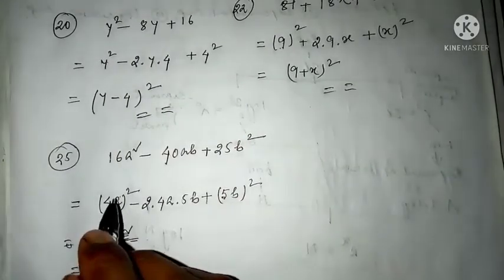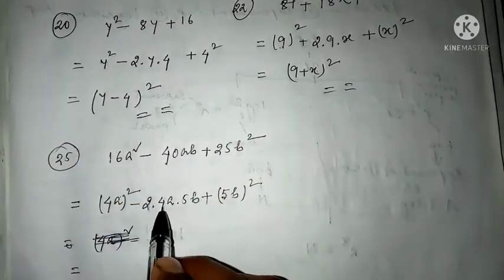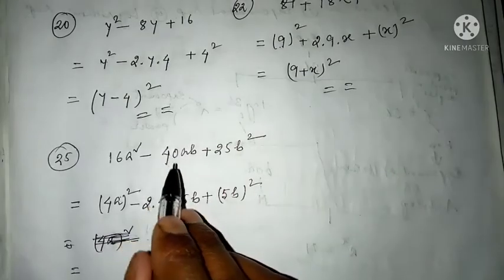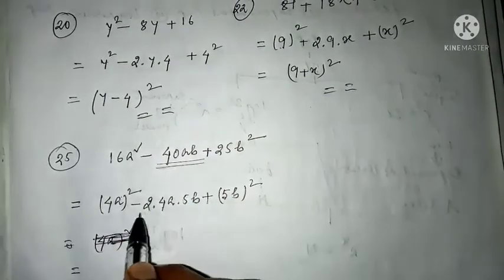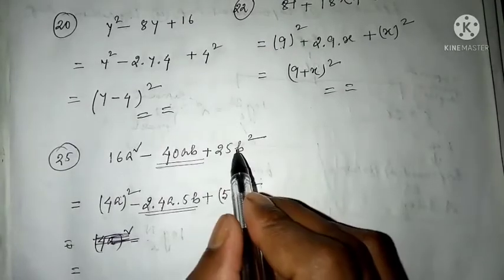See here, 4a square is 16. Now see, 2 into 4 is 8, 8 into 5, that is your 40ab. Now these two are matching. Now it's okay. Now 5b square means that is your 25b square.